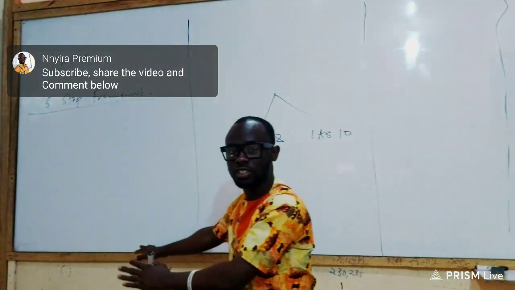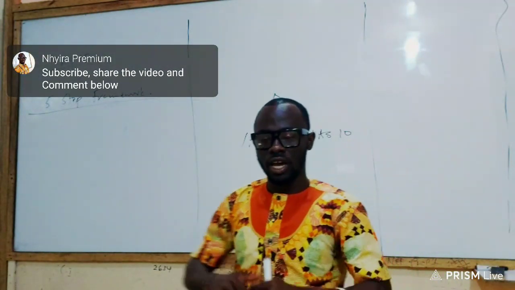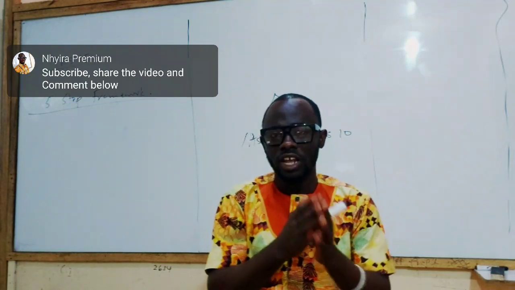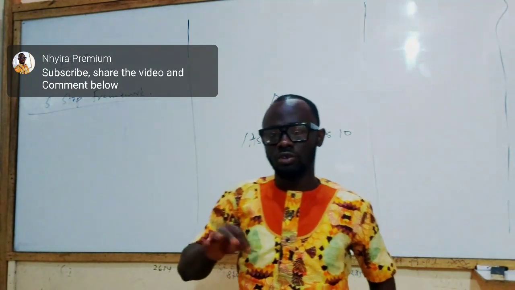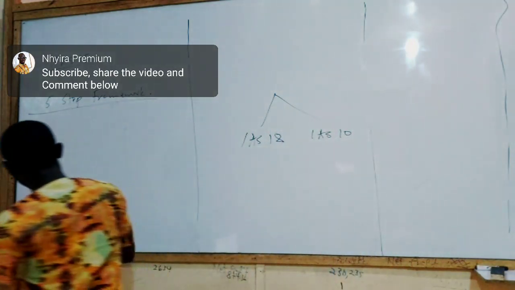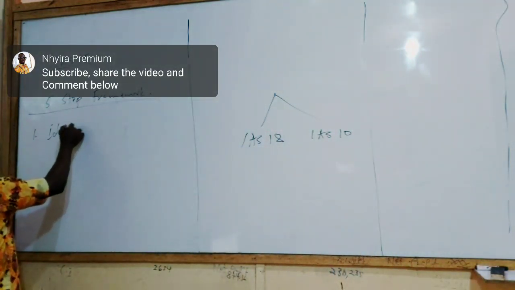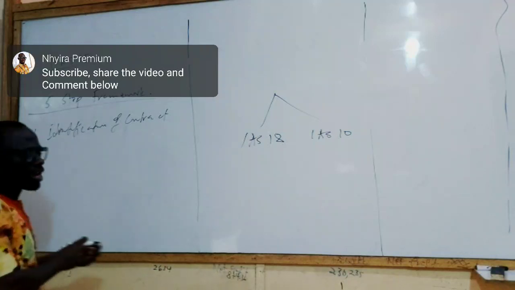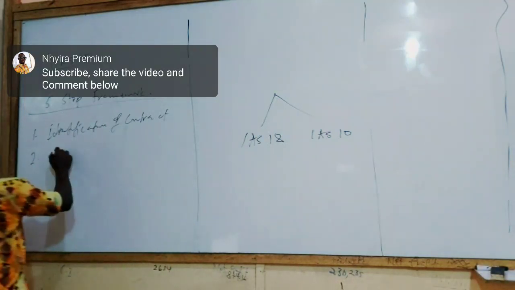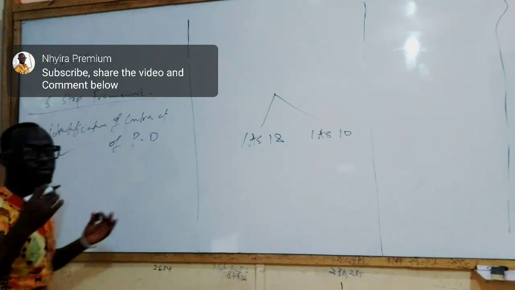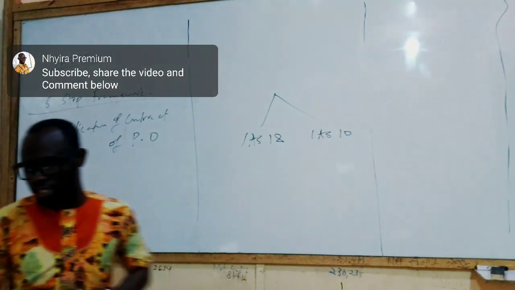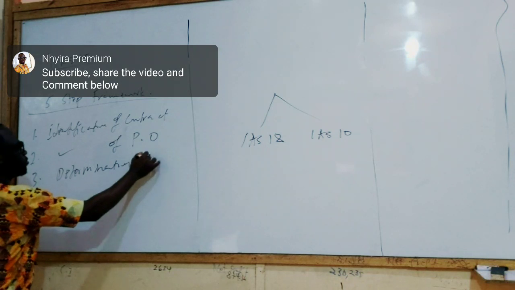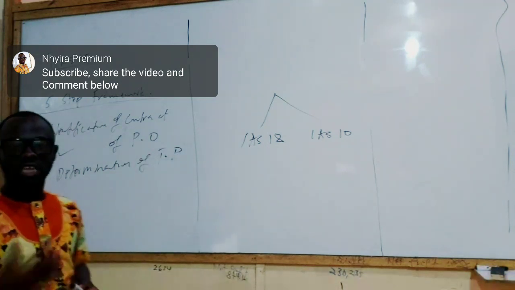So I'm going to list the five steps down, and then we're going to take them one after the other and dive a bit deeper into them, solve questions in each of the steps so that you understand how the steps actually apply to revenue in relation to that. So step one is identification of contract. Step two is identification of performance obligation. PO is performance obligation. Three is determination of transaction price. So determination of TP, transaction price.